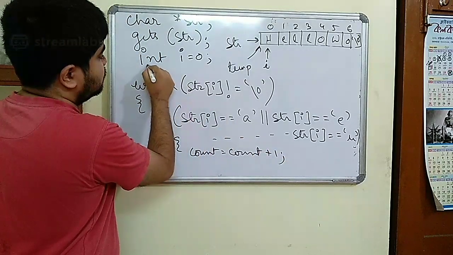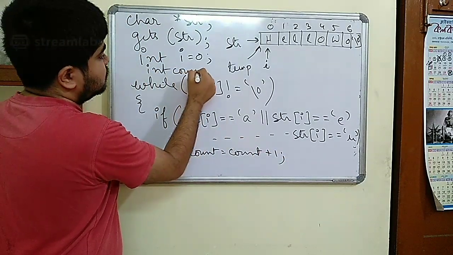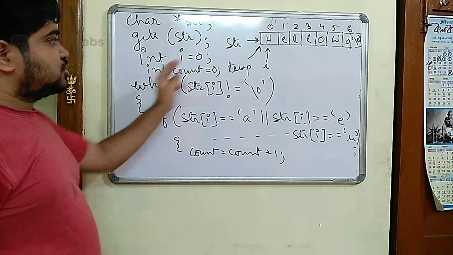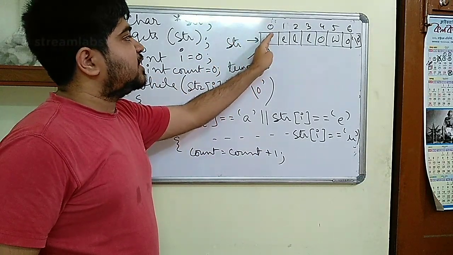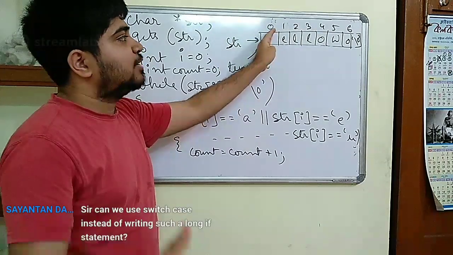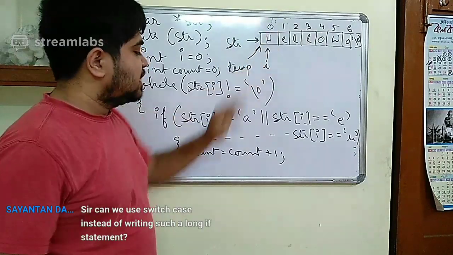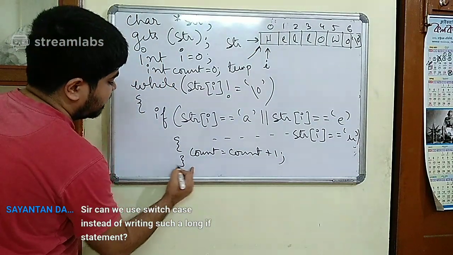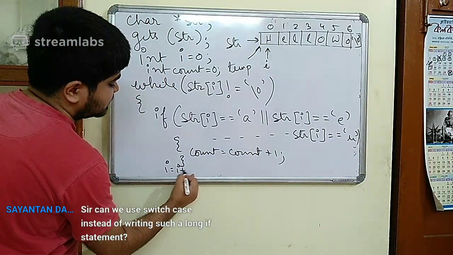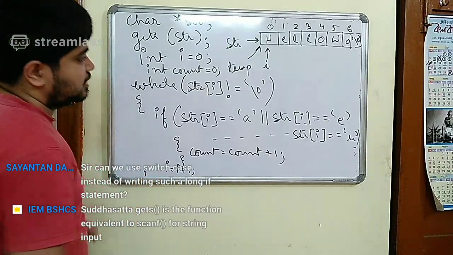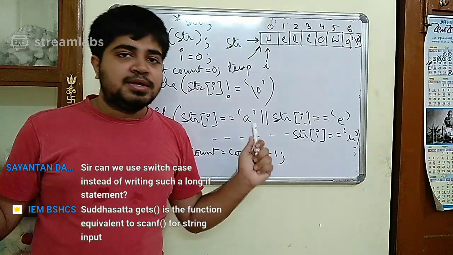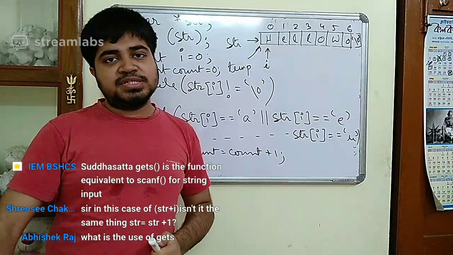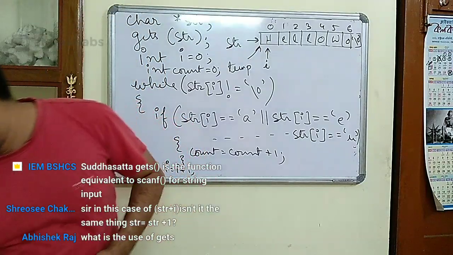Obviously, we have to take a count. Int count equal to 0. Count equal to count plus 1. So we check every content of str i, whether it's a, e, i, o, u. If it is any of them, then count is equal to count plus 1. And after this, i is equal to i plus 1. Simply checking the number of vowels that are there in the string.